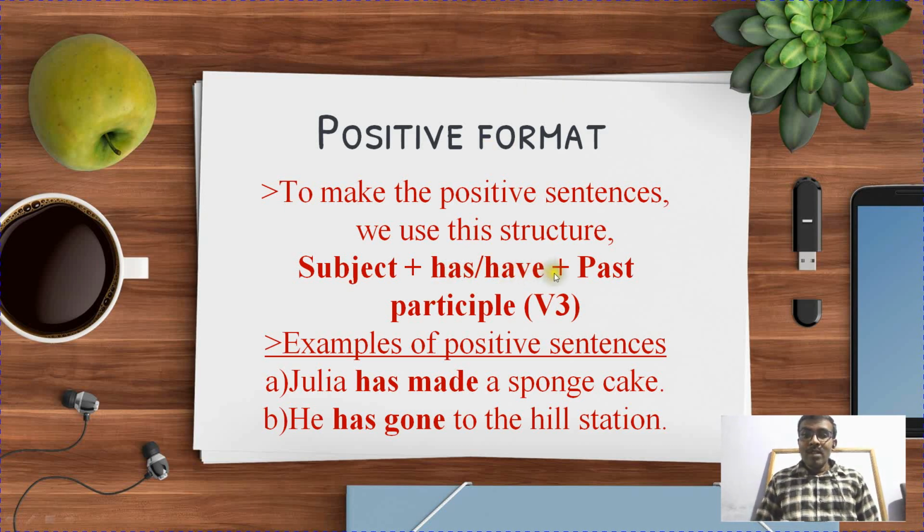Present perfect: has/have plus past participle. Examples of positive sentences: Julia has made a sponge cake. He has gone to the hill station, right? So these are the positive sentences. I have completed my work. I have completed all the tasks assigned by the English faculty.